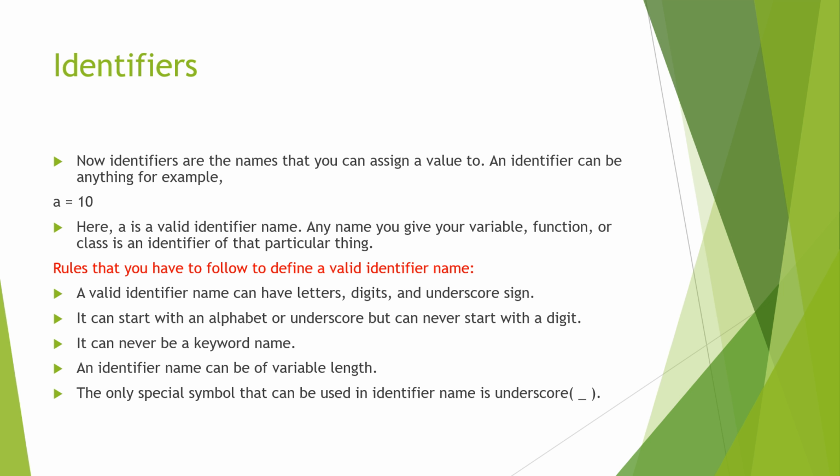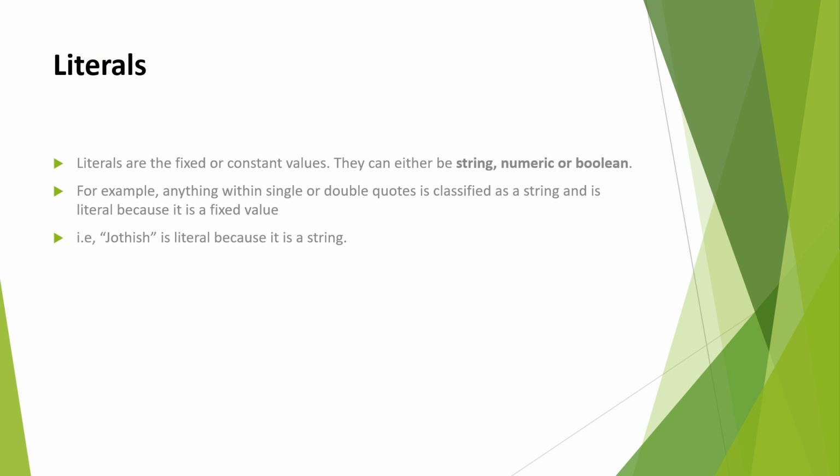For example, if we give the name Python, it will not work. Python is a reserved word. That cannot be used. If you use a name like Rajesh, like my name Jyotish, these are accepted. It can be of any length. It can also start with an underscore. Literals are constant values or fixed values which can be a string, a number, or even a boolean. Boolean is when it is a true or a false value. It gives a 0 or a 1.